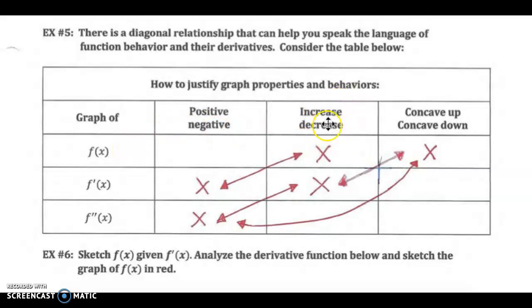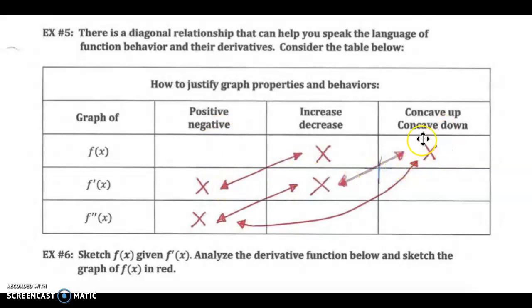So where f of x increases or decreases, that has a direct correlation with where f prime is positive or negative, where it's above or below.